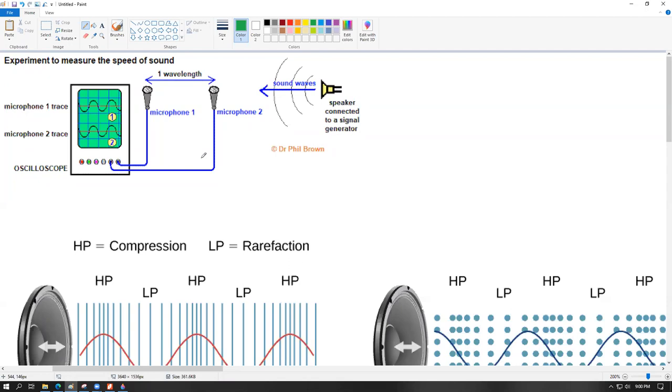What I want you to remember and not get confused about is that in many cases we represent sound waves as sine curves, which might make students think that if we represent the wave as a sine curve, it's supposed to be a transverse wave. But that's not the case.